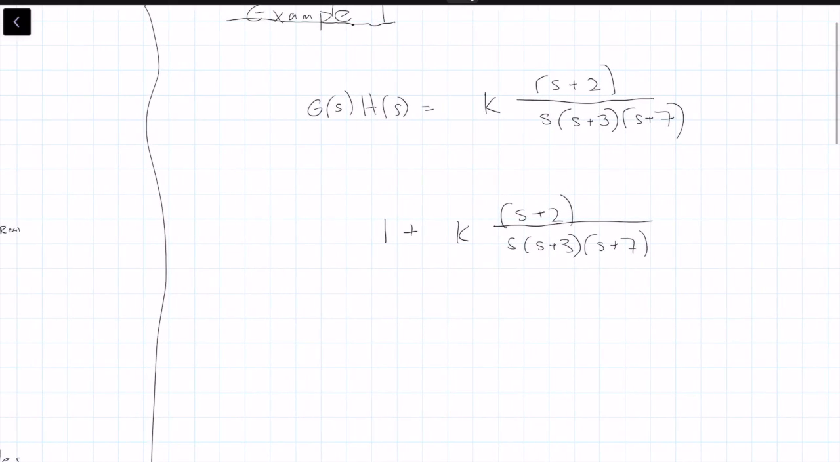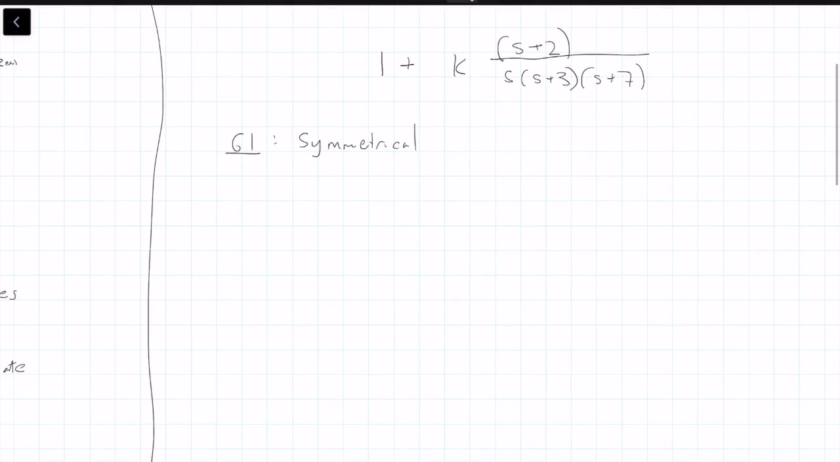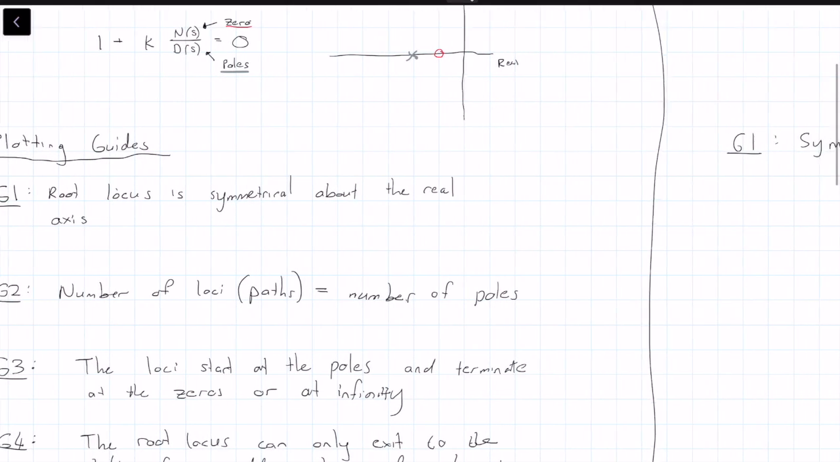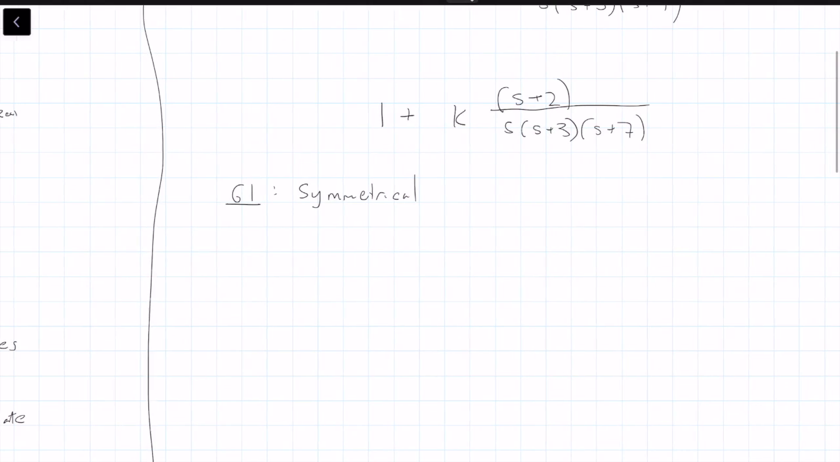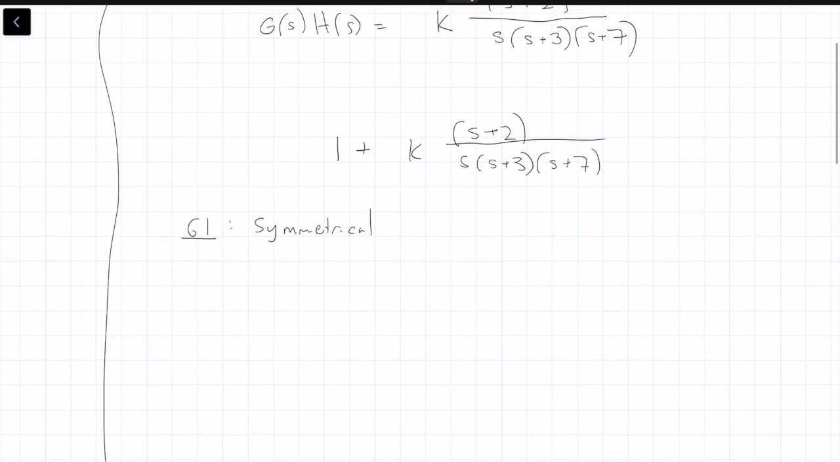Okay, so guide 1. Basically we know it is symmetrical, we don't need to worry about that too much. Guide 2. Now we need to work out, using this equation that we have, the poles and the zeros, and where they are equal to 0.